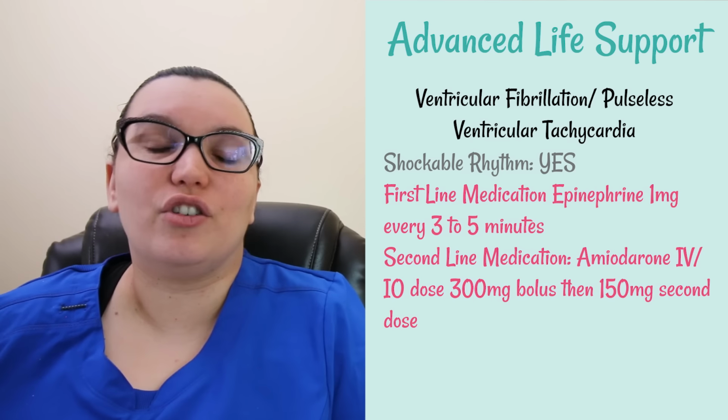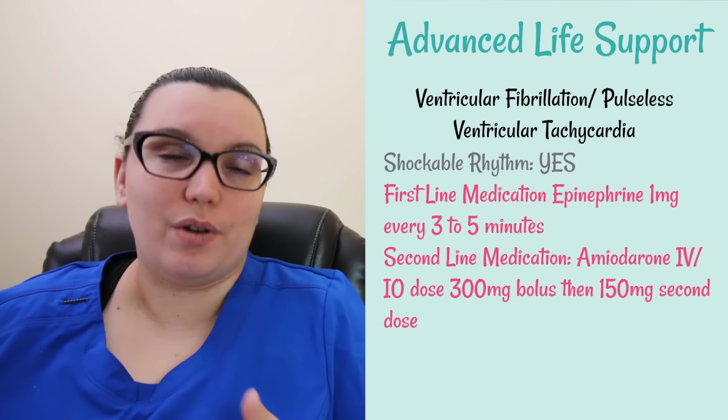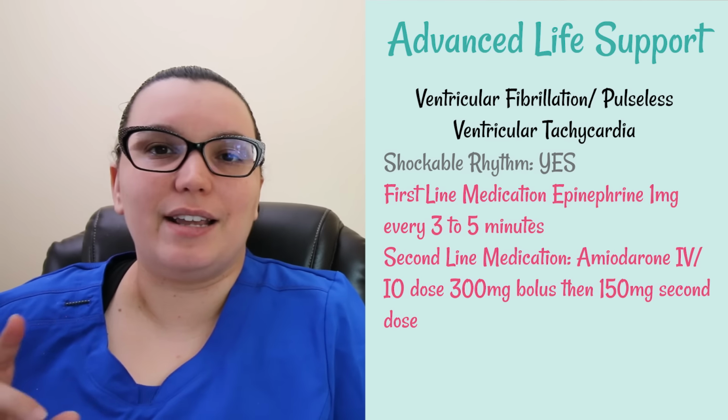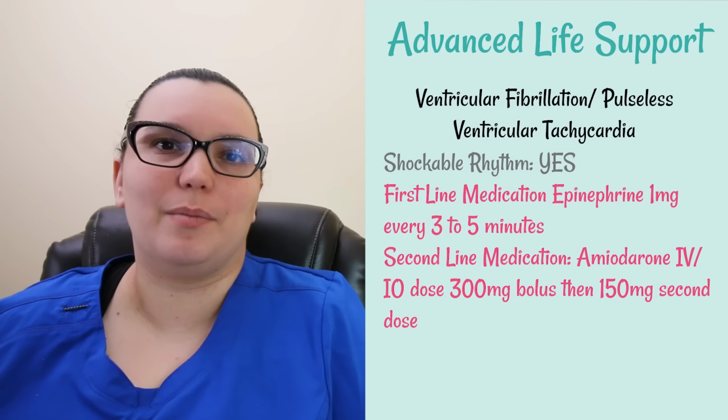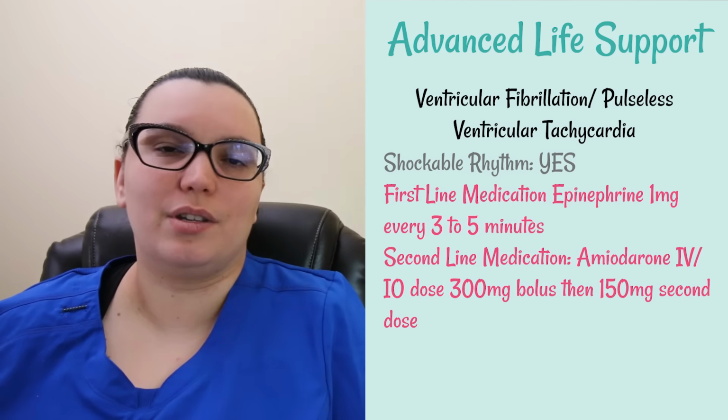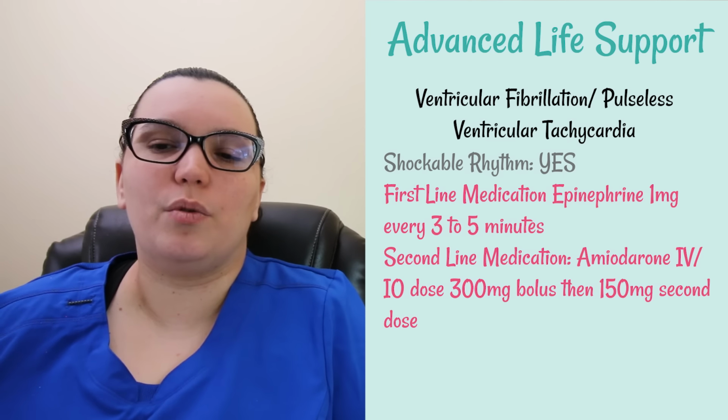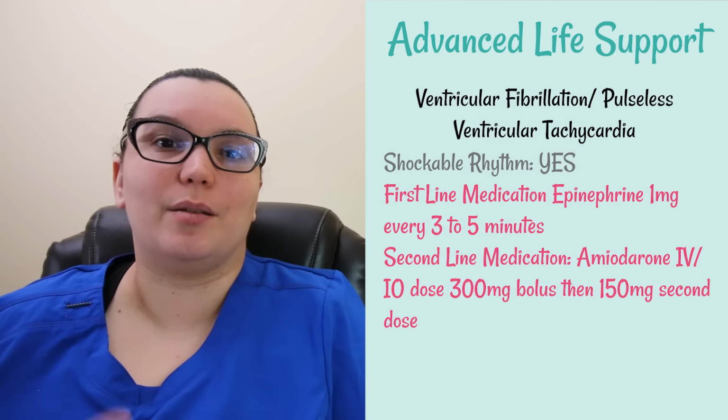Second line medication is your amiodarone IV, or you can also give that dose IO. That is 300 milligram bolus to begin with, and then 150 milligrams each consecutive dose. Make sure that you are well aware of how this kind of plays out.